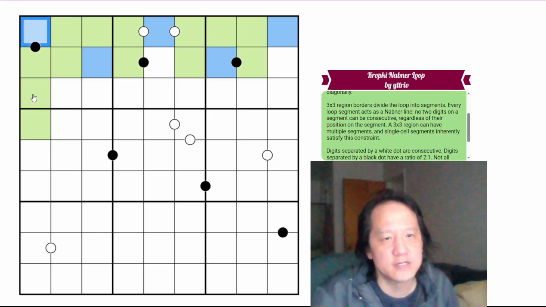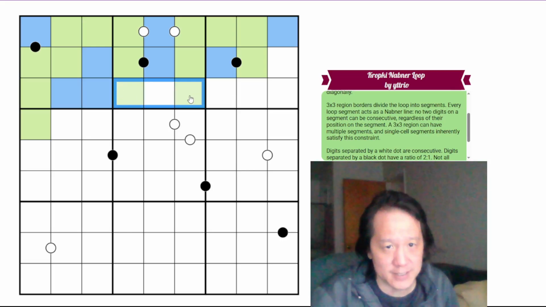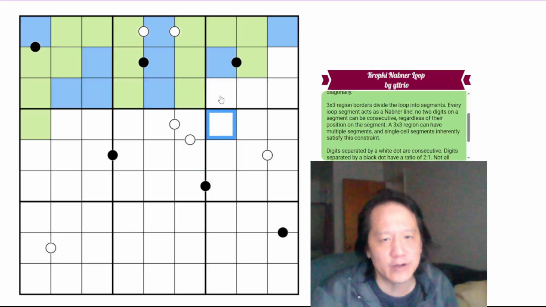This is not valid as a Nabner on the loop. This is not valid on the loop because it would touch itself there, because they would not share a neighbor, or they would not be neighbors here. Similarly, if this connected this way, this would form a 5-length Nabner with one of them being even, which is not possible. So this cannot be on the loop. It must go this way. This must go this way. This cannot go this way. It cannot connect this way because that's 7 cells on the Nabner line, which is not allowed. So this must exit out that way.